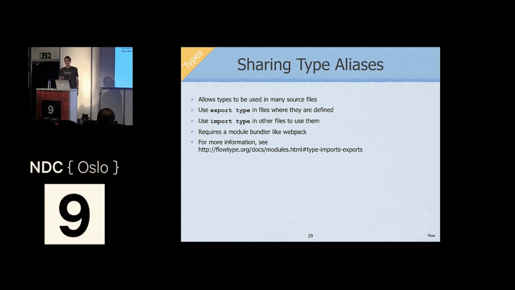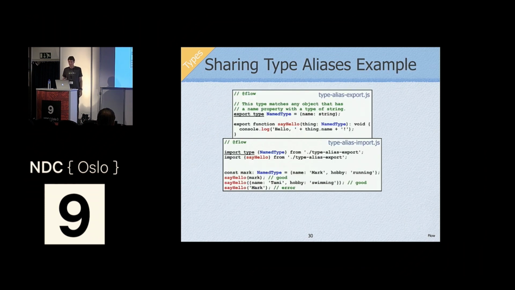But for most web applications, you're probably already using a module bundler. So here's an example of that. In this file that is type alias export.js, I want to define some things and export them. And so first I have this thing called named type. A named type is just any object that has a name property, which is a string. It could have extra properties, but it at least has that. And then I have a function say hello. You have to pass it a named type.